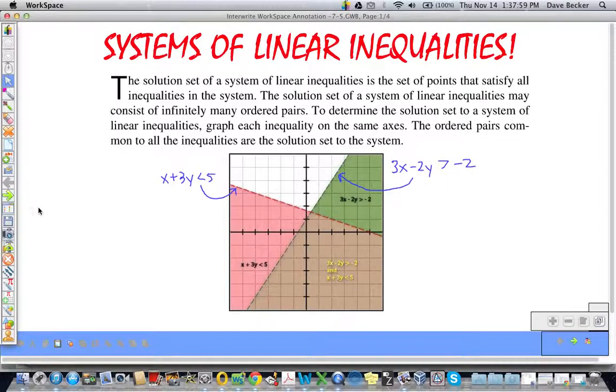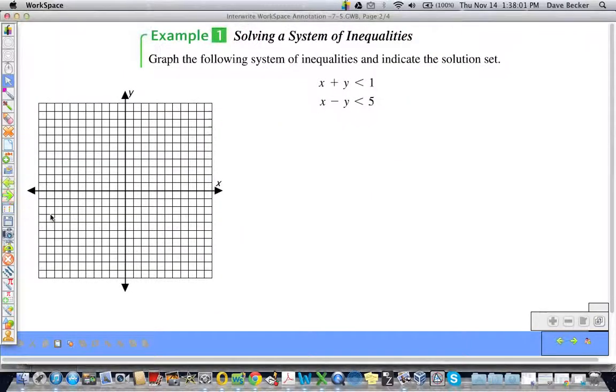How do we go about solving these? Okay, so here we go. Graph the following system of inequalities and indicate the solution set. I'm going to put both of these in y equals mx plus b form. I'll do this one in pink. To solve this one, I'm just going to subtract x from both sides, and that would make this y is less than negative x plus 1. So let's go ahead and graph that one.